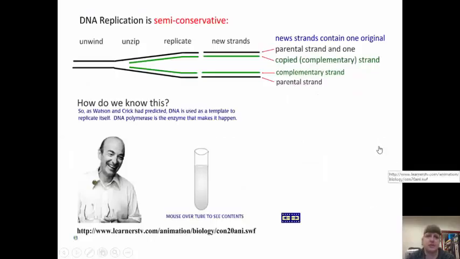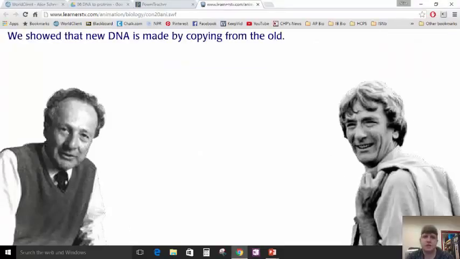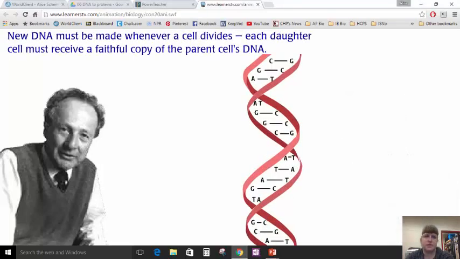All right, so we talked about DNA being semi-conservative. Well, what does that mean? When our new strands contain one original and one copy or complementary strand, this is called semi-conservative. And how do we know that this is true? Well, we learned this through Matthew Meselson and Frank Stahl. And they were the ones that showed that DNA is made by copying from the old.